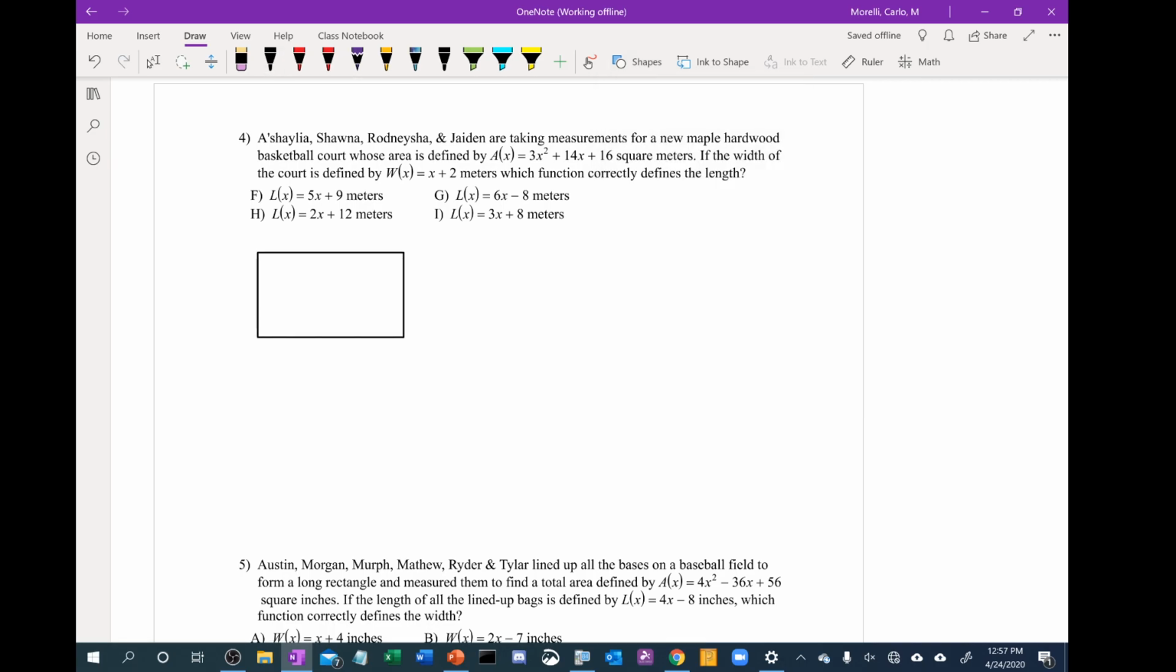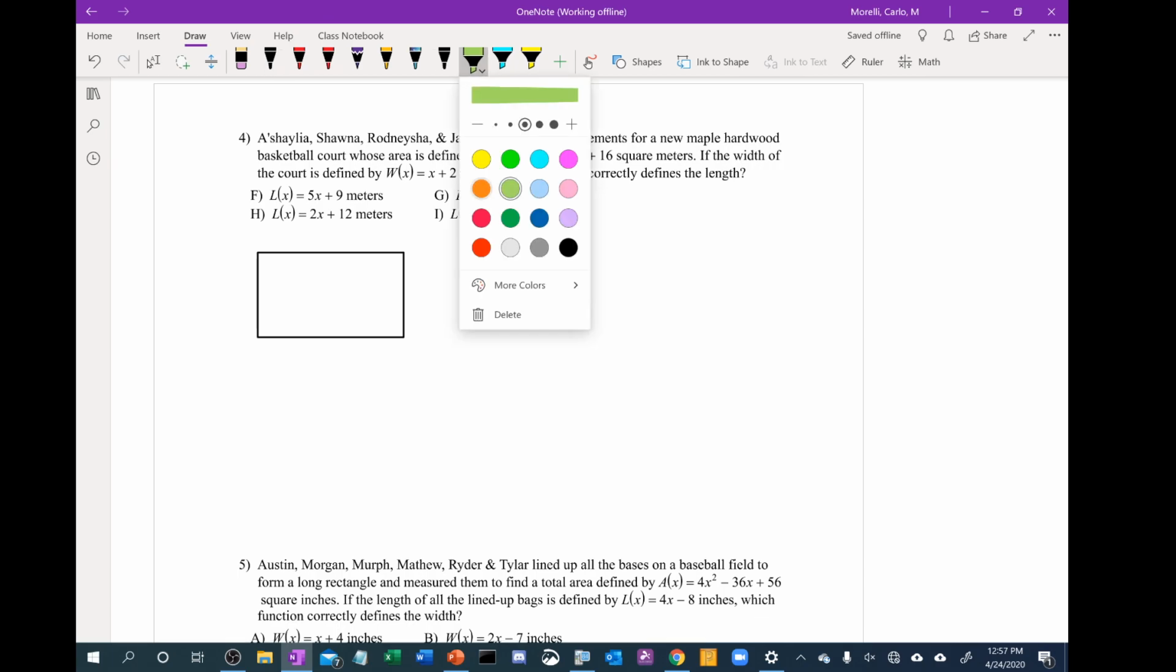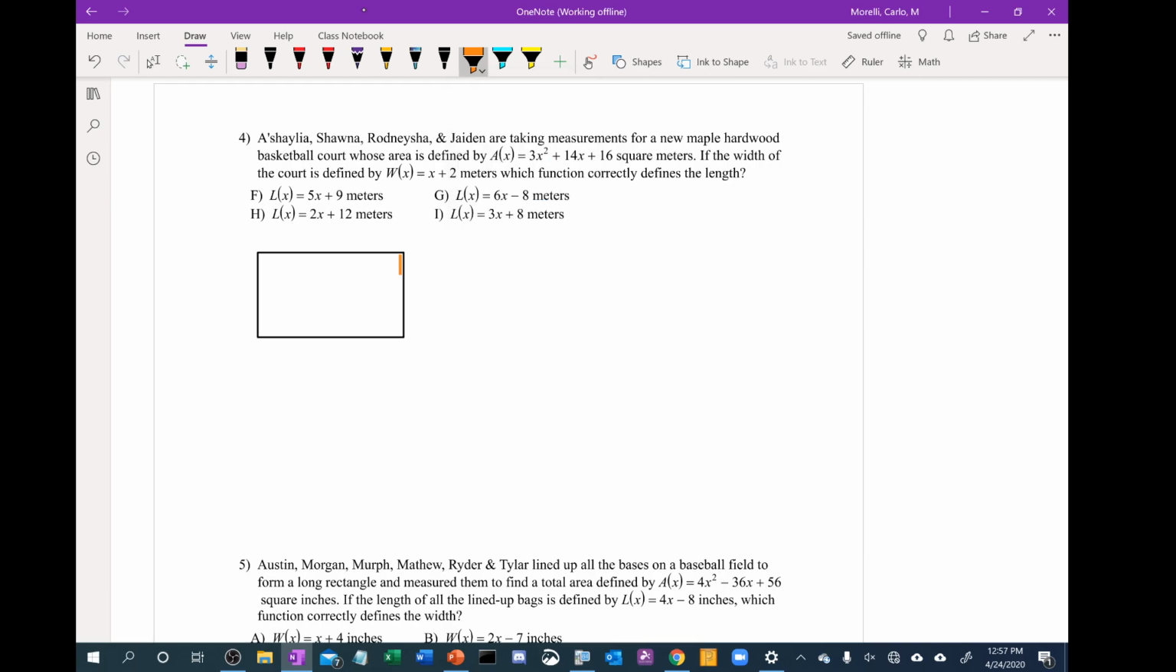Looking from above, a basketball court looks a lot like a tennis court, looks a lot like a football field, looks a lot like a soccer field, just a rectangle. And we'll choose a color here to shade. So we're given the area of this basketball court.